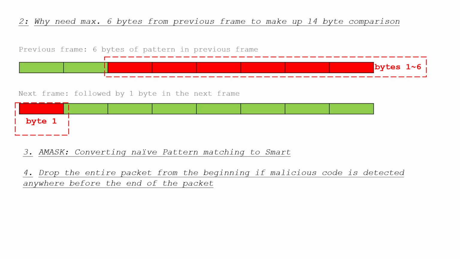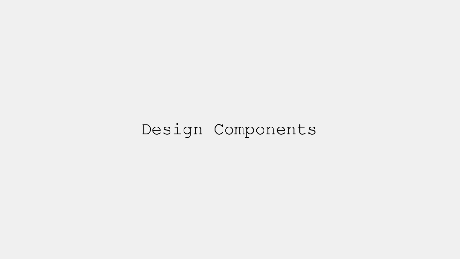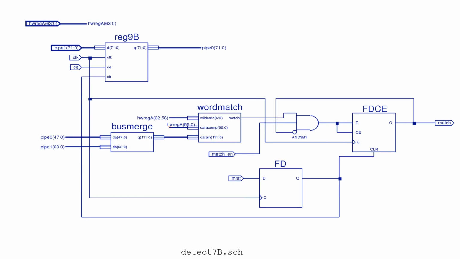And what if we are detecting a pattern? We drop the entire packet from the beginning of the packet to the end if we get a successful detection. Design components. The first design component is detect 7b. What it does is match my 14-byte data with my reference 7-byte malicious data, and also incorporates the A mask value and produces a match or a no match signal.